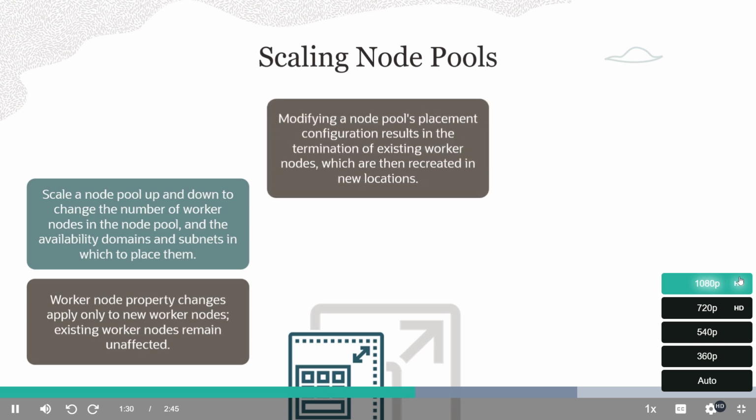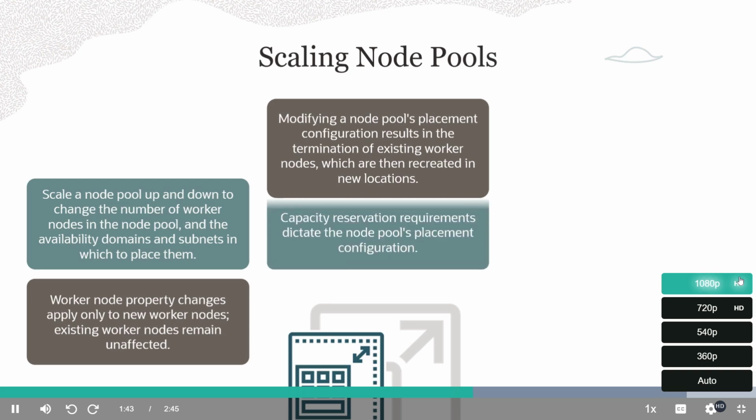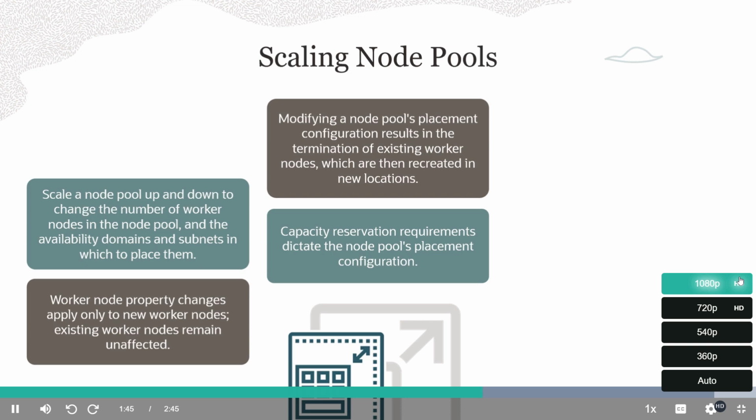When tweaking a node pool's placement configuration, brace yourself for a transformation. Existing worker nodes bid farewell, paving the way for their reincarnation in new locations. For those diving into capacity reservations, align the node pool's placement configuration with reservation requirements. It's the key to harmony.